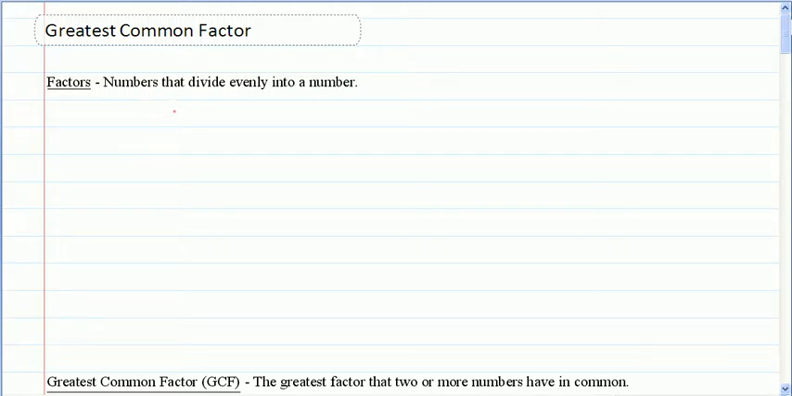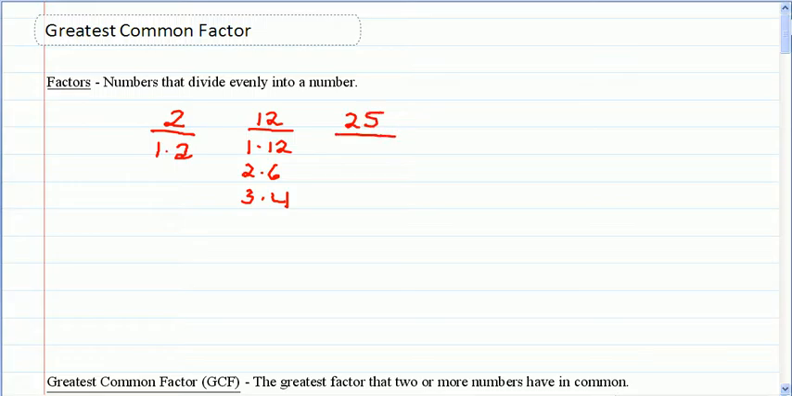So if I take the number 2, 2's factors are only the numbers 1 and 2. Whereas a number like 12, 12's factors are 1 and 12, 2 and 6, and 3 and 4. A number like 25 has factors of 1 and 25 and 5.